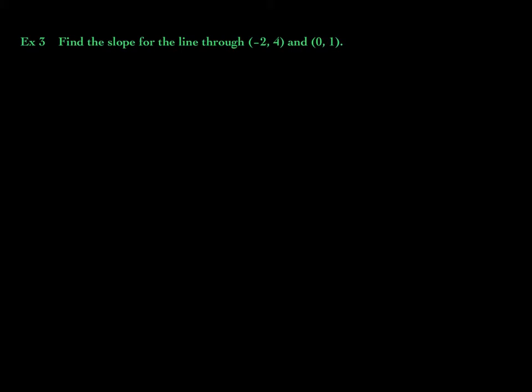For this next example, they're asking us for the slope again, and they're asking us to find the slope of the line that's going through (-2, 4) and (0, 1). So I'm going to go ahead and use my formula, the slope formula. I'm going to consider this to be x sub 1 and then y sub 1, and then I'll consider this to be x sub 2 and y sub 2, all right?